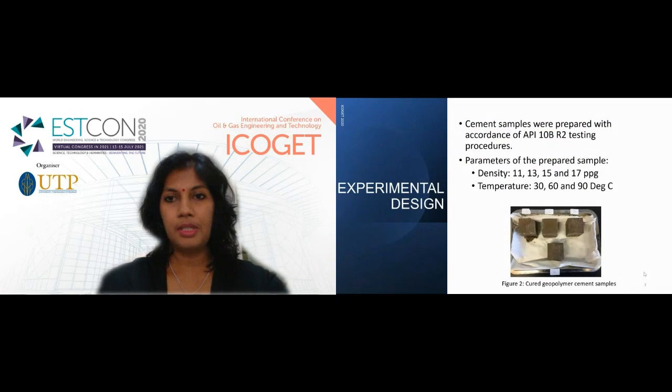The cement samples were prepared in accordance with API 10B-2 testing procedures. The parameters used for the geopolymer samples are 11 ppg, 13, 15 and 17 ppg. The temperatures used for testing the geopolymer cement are 30, 60 and 90 degrees Celsius. Here, this figure shows the cured geopolymer cement samples that have been taken out and dried from the water bath after curing for 24 hours.